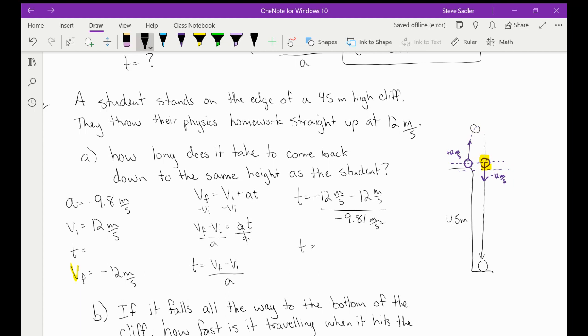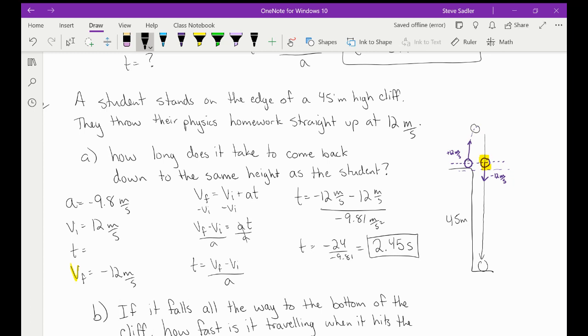And negative 12 minus 12 is negative 24. And that gives us a time of 2.45 seconds. Awesome.